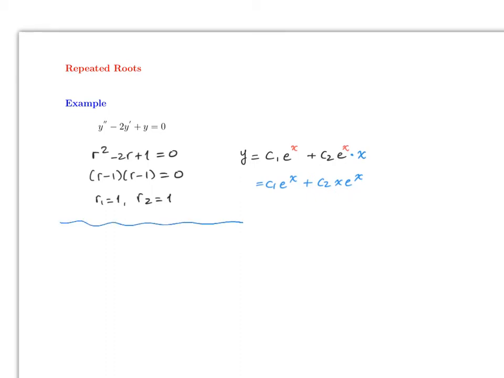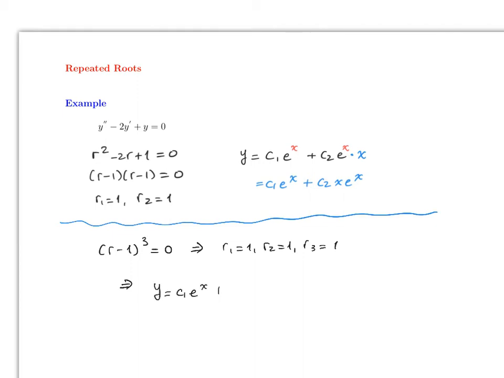Now, if you have more than two roots, which could be the case, let's say that the characteristic equation was this, r minus 1 cubed equals 0. So in this case, r1 will be 1, r2 is also 1, and r3 is also 1. So in this particular case, the solution will be y equals c1 e to the x plus c2 x e to the x plus c3 x squared e to the x, and so forth.